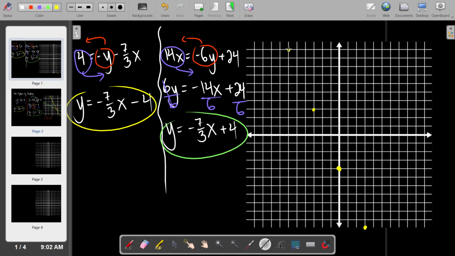Grab your ruler, graph the line. That's that. Okay, how about Mr. Green? Where do we start the journey there? 2, 3, 4. Up 4? And what's his slope?